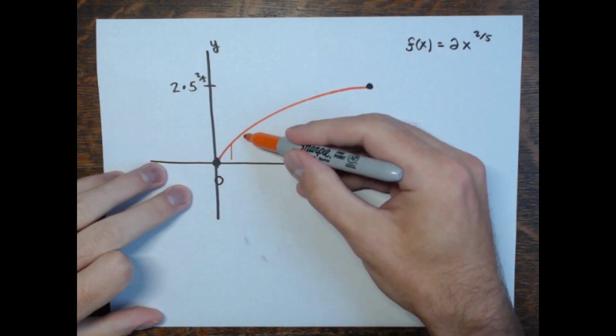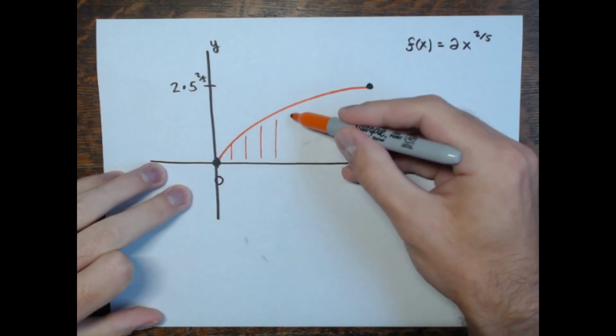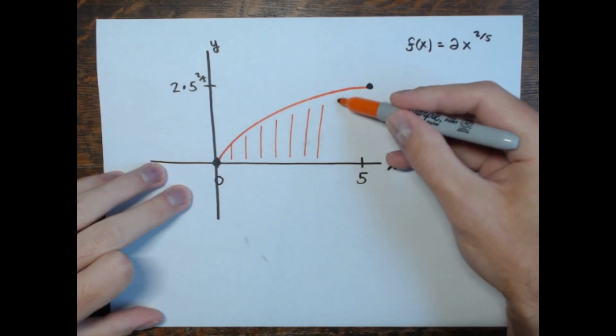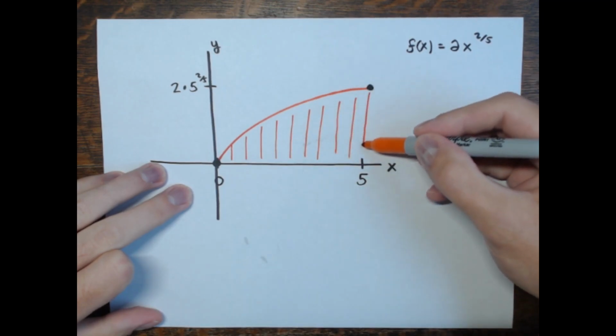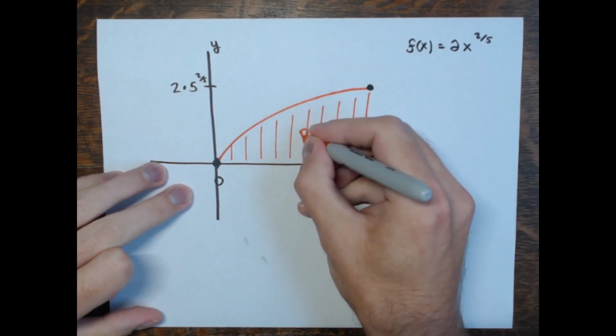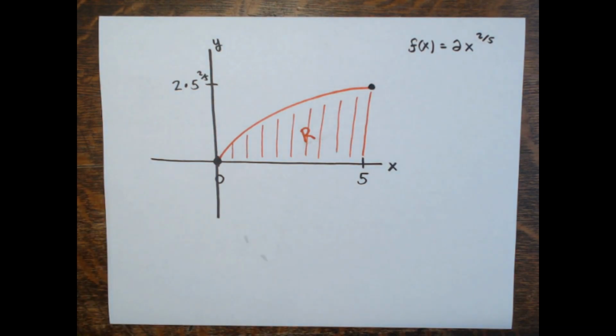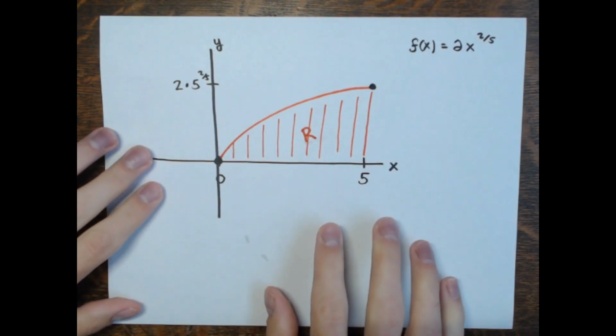And so this region being talked about here, this region R, down to the x-axis here over the interval from 0 to 5, is this region here. So here's region R. That's the region being described.